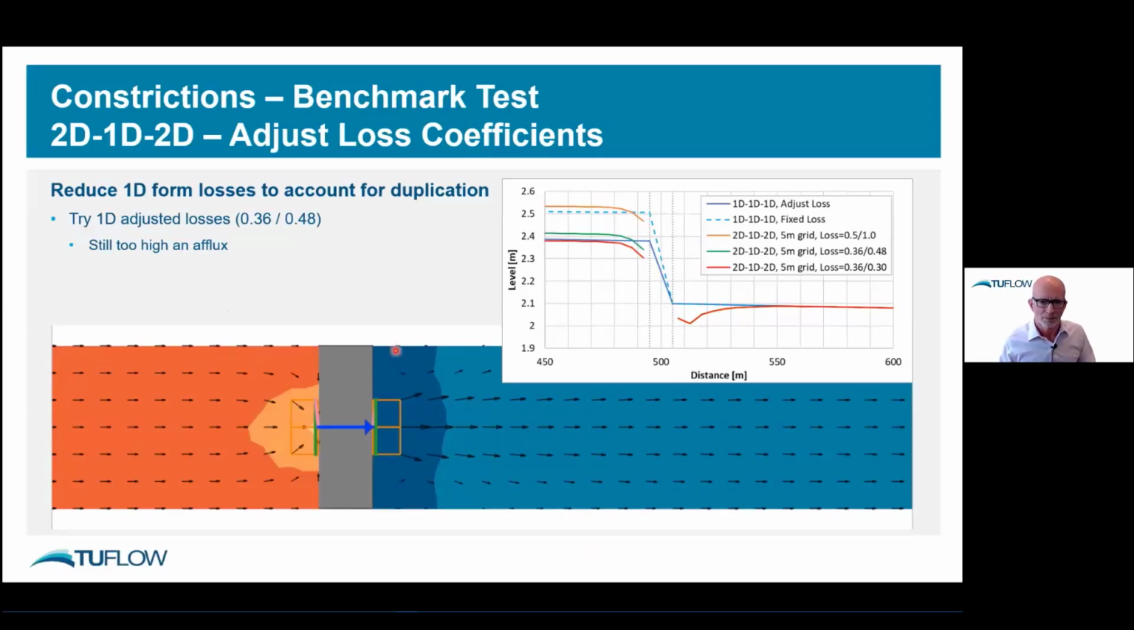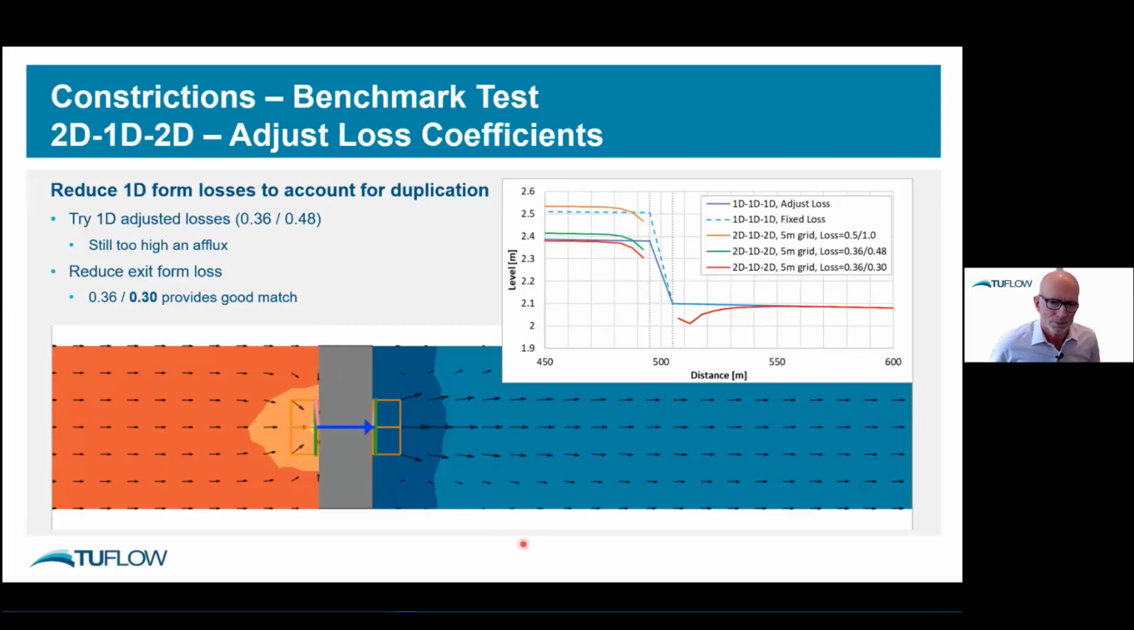Let's try putting the 0.36, 0.48 losses on this 1D culvert. There's no automatic adjustment of losses here because this 1D structure is not connected to a 1D approach departure velocities. It's just connected into a 2D. When we do that, if you just put the 0.36 to 0.48, we come down a long way, down to this green line, so much closer to where we want to be. And in fact, if we make the exit loss around 0.3, we actually get quite a nice match to the head drops through the structure.